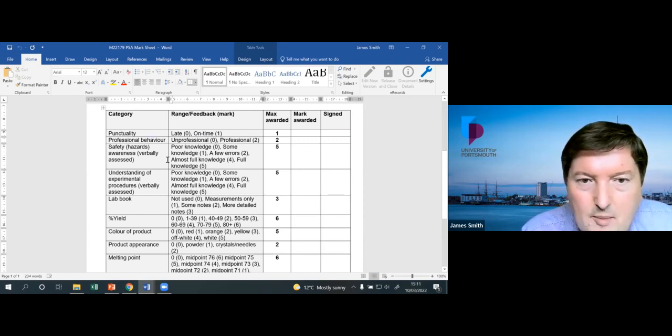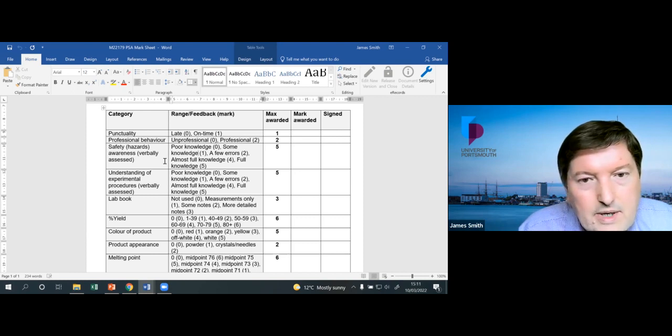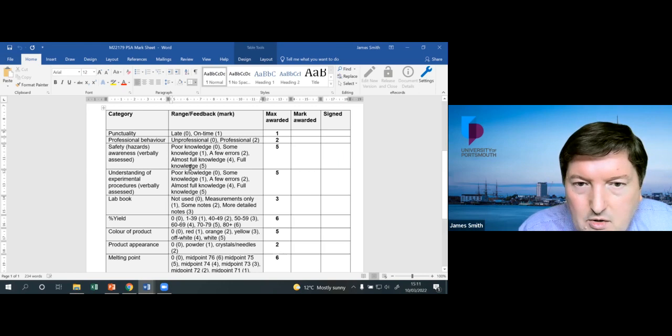Hazards. You need to know about the hazards involved in your experiment. We will be asking you questions during the practical. So we will say, what are you using? What are the hazards associated with it? If you get good answers to those questions, you'll get 5 out of 5. If you get somewhere in the middle, you'll get somewhere in the middle with the marks.